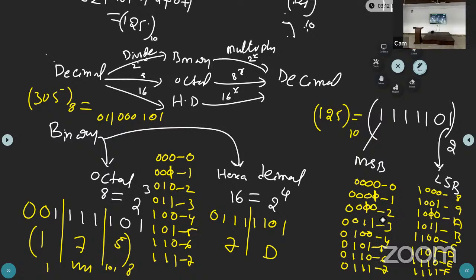Convert, see the questions on number systems. Convert the following numbers into binary. They will give 625 as the decimal number. So convert to binary A, binary B, octal C, hexadecimal. So you need to convert that 625 to binary number system, 625 to octal as well as the hexadecimal.